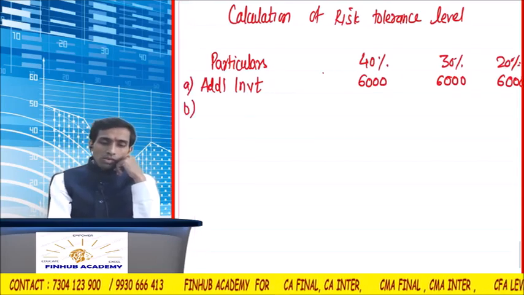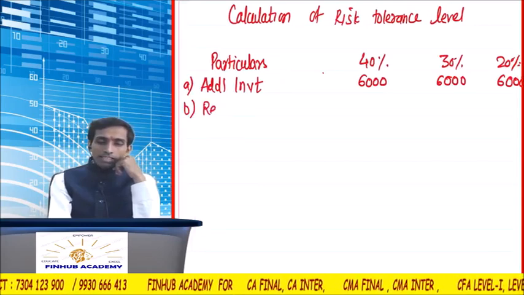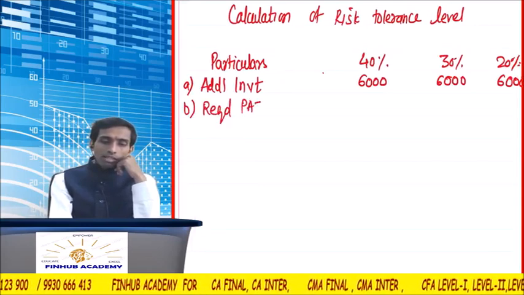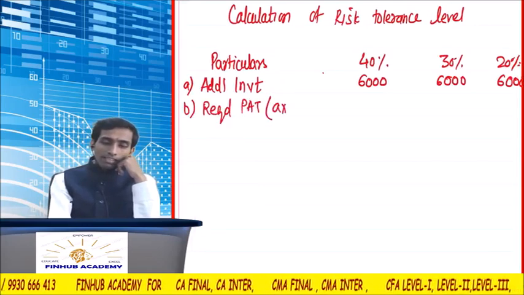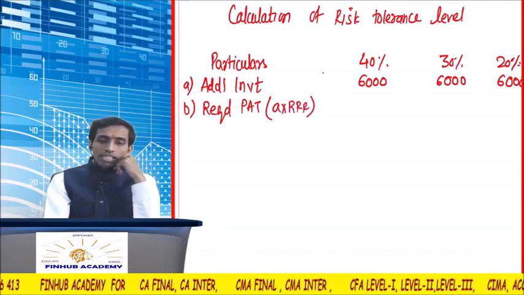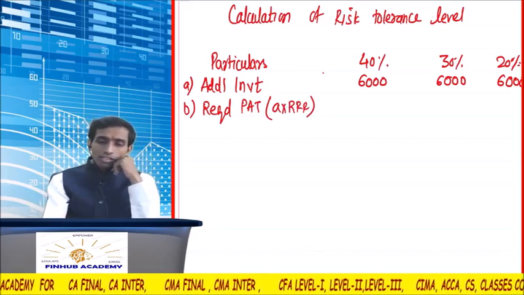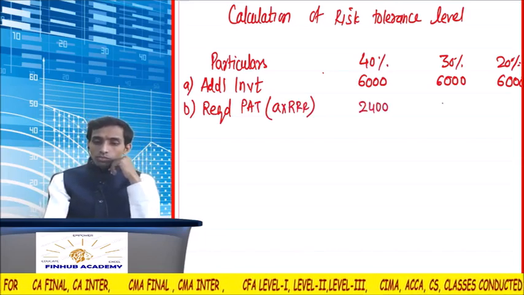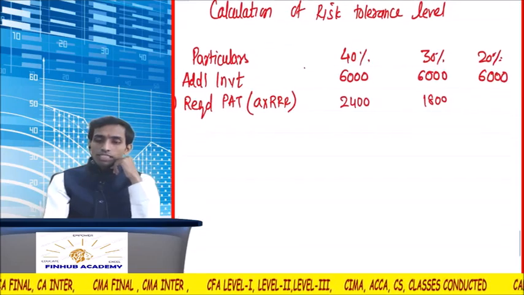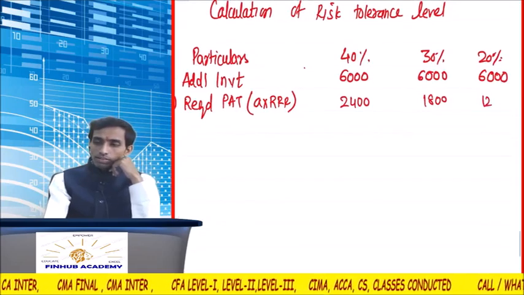So B, required PAT will be what? A multiplied by required rate of return. A is 6,000 into 40%. How much? 2,400. 6,000 into 30%, 1,800. 6,000 into 20%, 1,200.